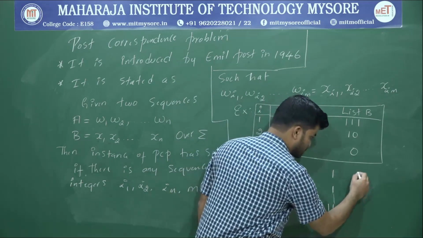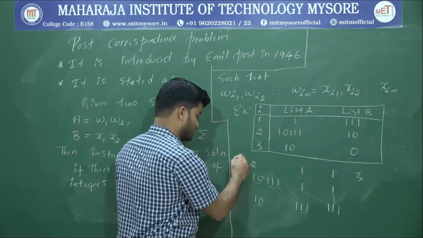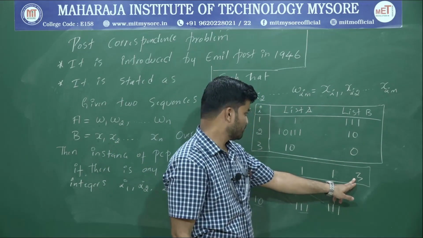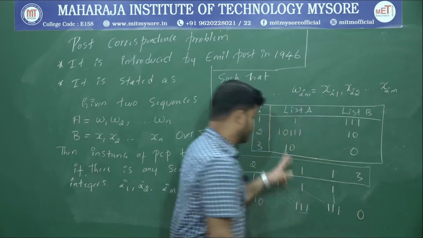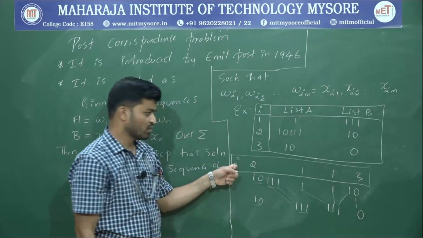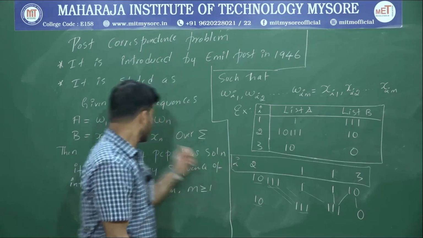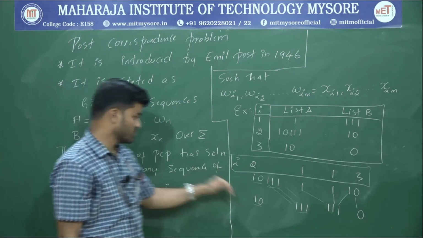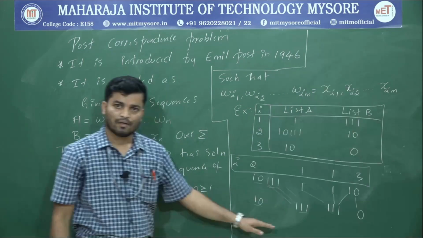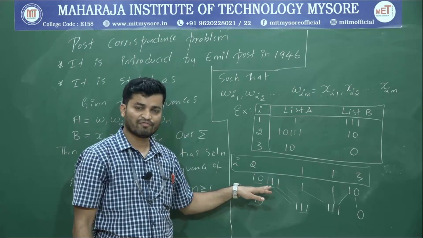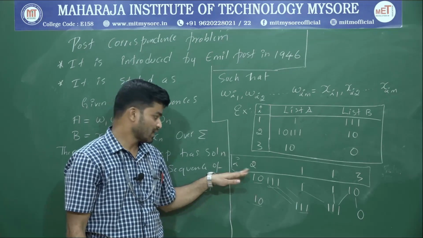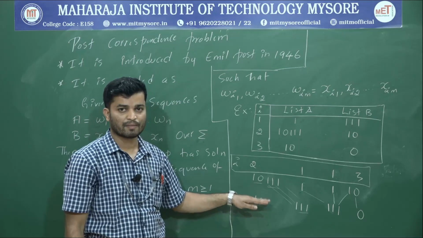So what I will do, I will go with I value 3. These are the I values. If I go with I value 3, from list 2 I will get 0, and from list 1 I will get 1, 0. Now if you observe, for this value of I, your sequence W is equal to sequence X, then we will say PCP has a solution. If you take some value of I and the sequences are not equal, then you will say PCP does not have a solution. If both sequences are equal, then we will say PCP has a solution.